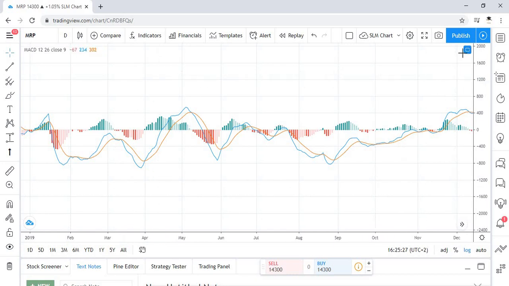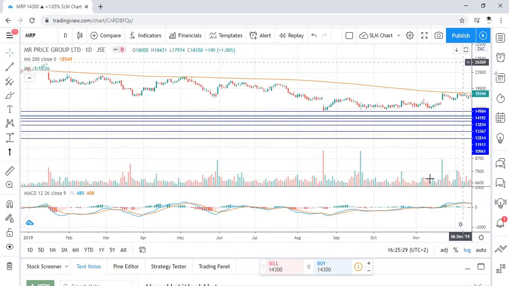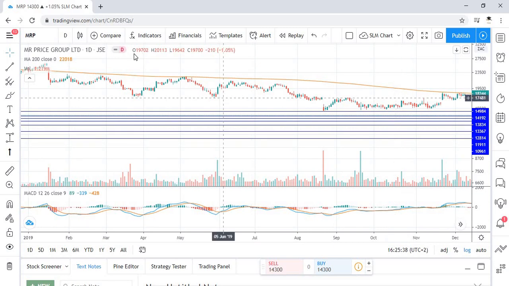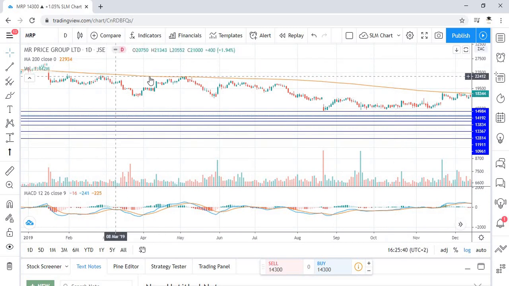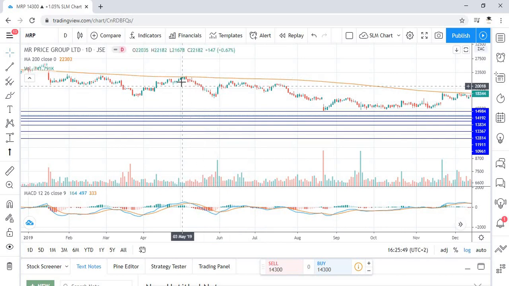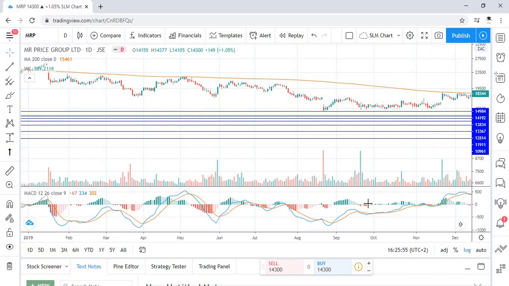So I'm going to bring the price chart back. So this is the chart we have of Mr. Price. Now remember we looked at the moving average line. Here we can see that there is a 200-day moving average which is above the price, so it's acting as a resistance. Every time price goes there, it moves downwards again. But we are talking currently about the MACD and how it interacts.